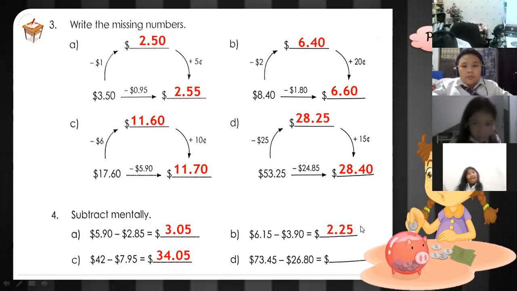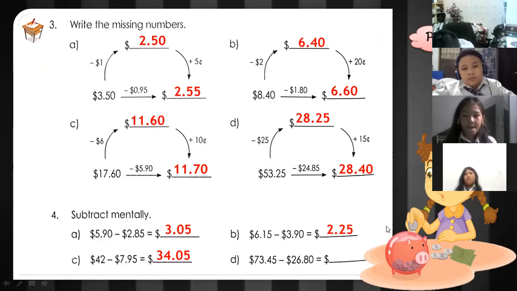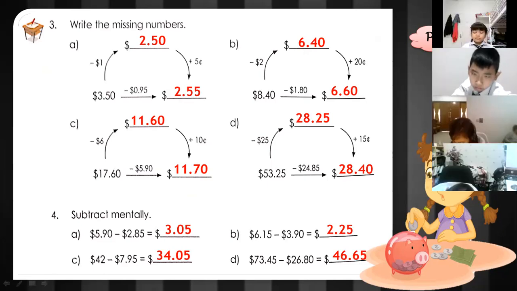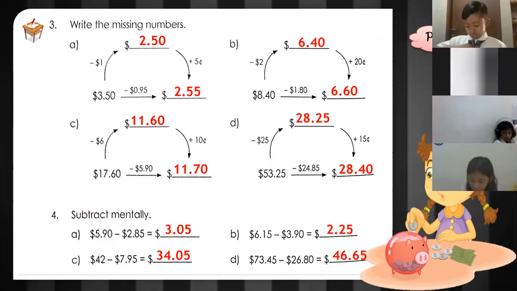Next, 4D, let's discuss together. $73.45 minus $26.80 equals? Just tell the answer. How many? $46.65. Everybody, remember, in math, when you make one number wrong, everything will be wrong.